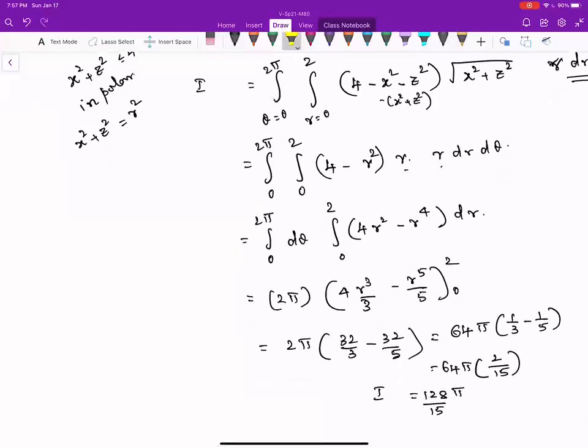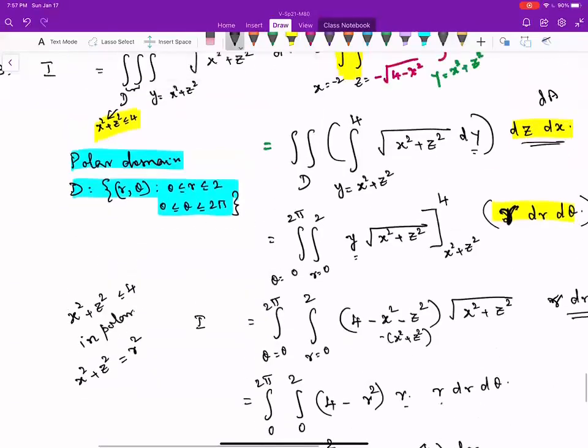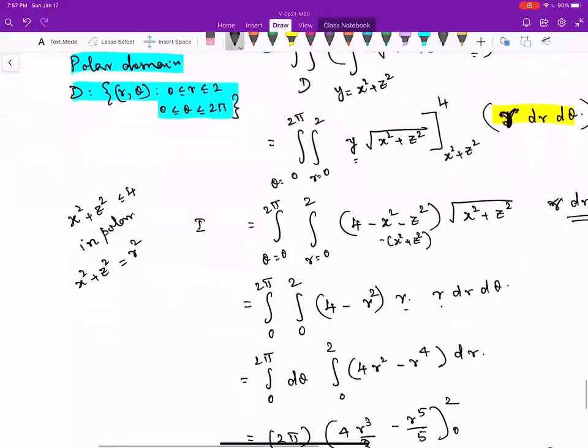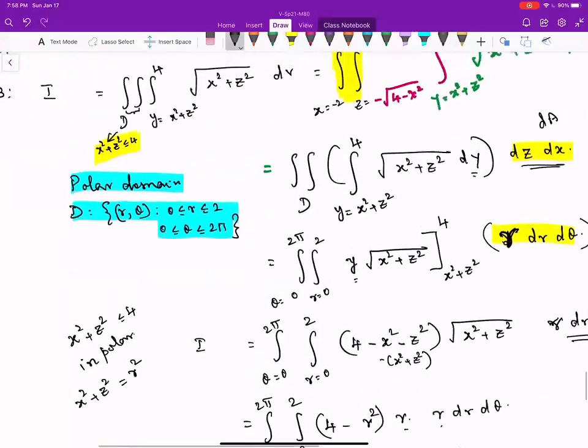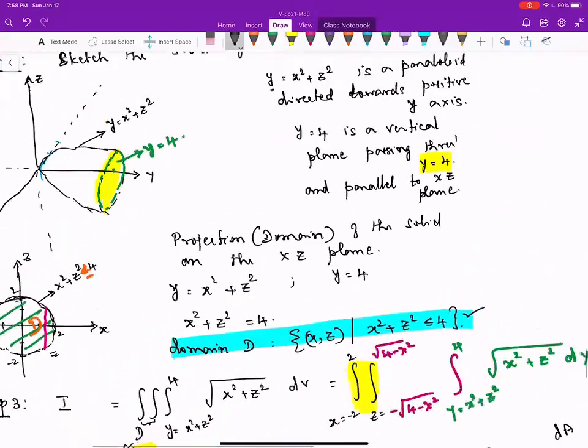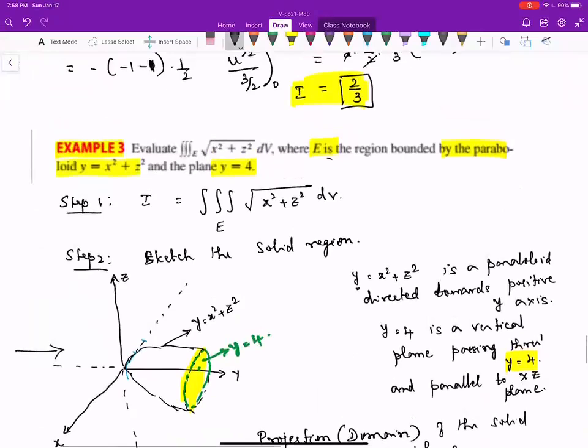So the value of the triple integral is 128 pi over 15. Right? So this was problem number, this is example 3.